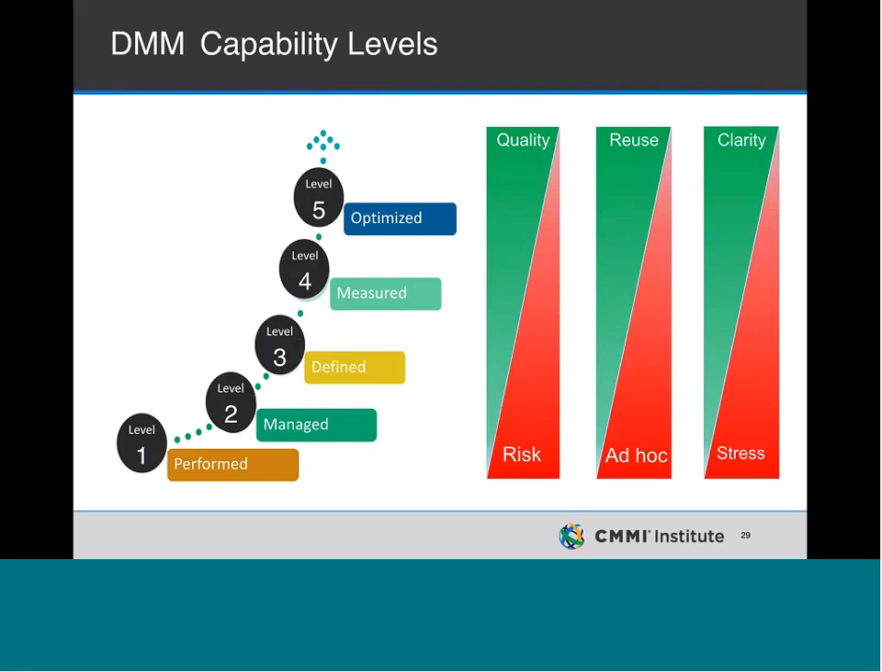the idea that as you go up in levels, your risk decreases and your quality increases. That the ability to do ad hoc querying, which is what most of this looks like, changes to the ability to reuse data, which is, of course, its highest and best use in there, and that the stress level in the organization decreases as the organization gets there.